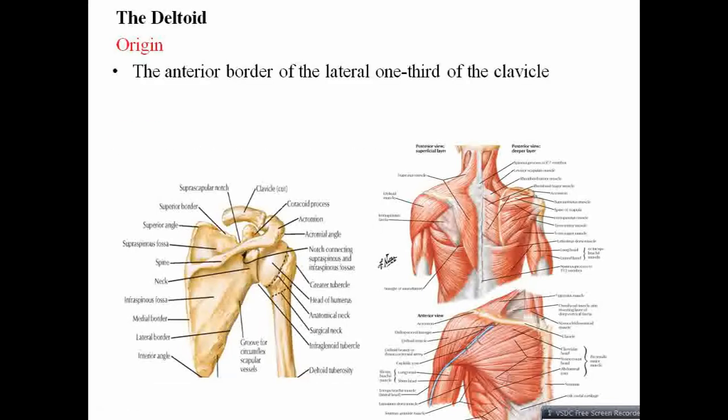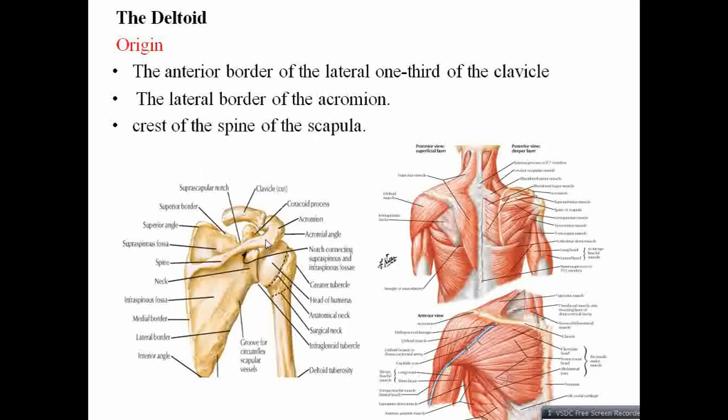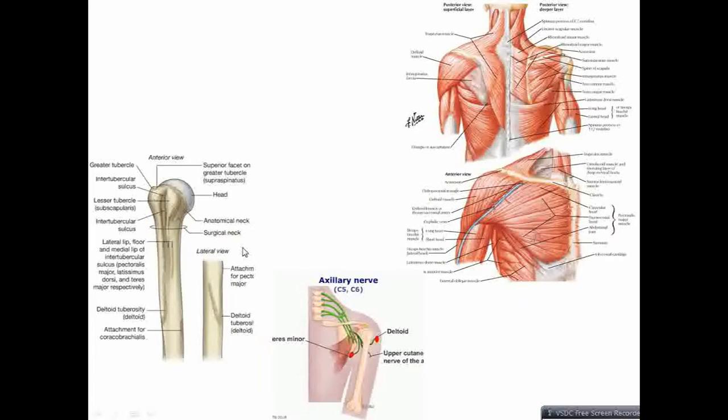Deltoid originates from the anterior border of the lateral 1/3 of the clavicle, this area. Then the lateral border of the acromion, and the crest of the spine of the scapula. This is the origin of deltoid. So it is originating from the anterior aspect of the clavicle, the acromion, and the spine of the scapula.